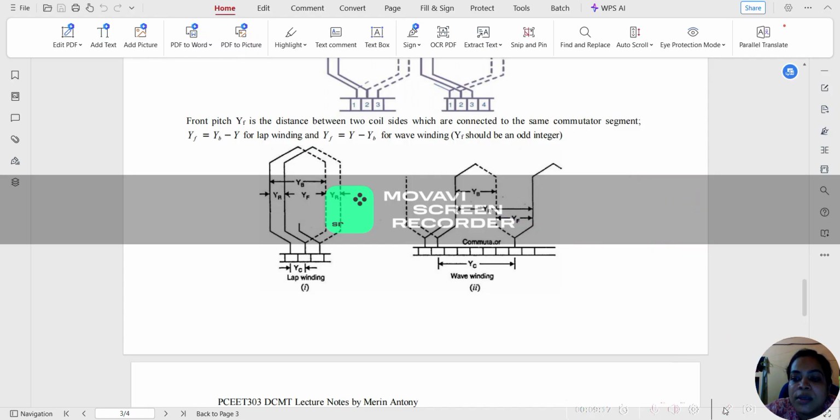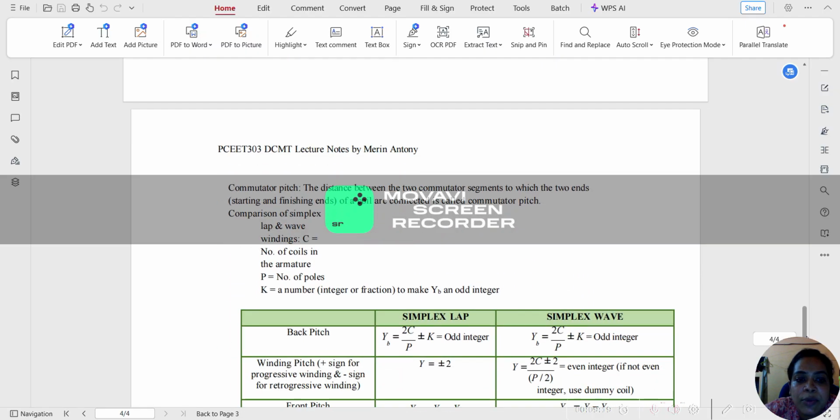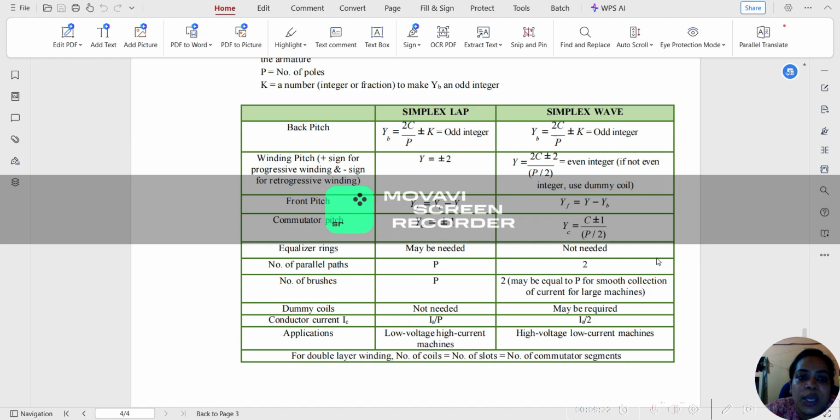Hope it is clear. So we are discussing different types of windings. You can see here this table will explain well about the simplex lap winding and the wave winding. Different types of pitches: you can see here the back pitch, front pitch, commutator pitch, equalizer rings. Equalizer rings we will be studying later. Back pitch, front pitch, winding pitch, commutator pitch, then number of brushes. All these things are described in detail in this table. So everyone should go through this table and study this well. And we will be explaining this table in more detail in the next class. Thank you.